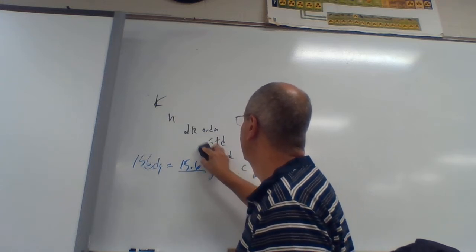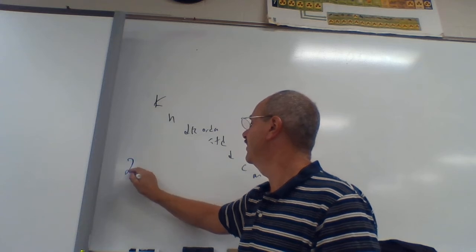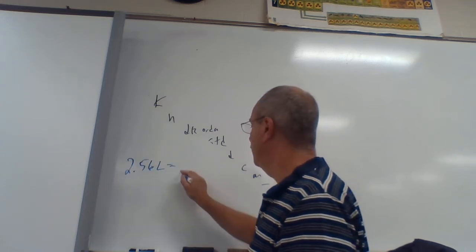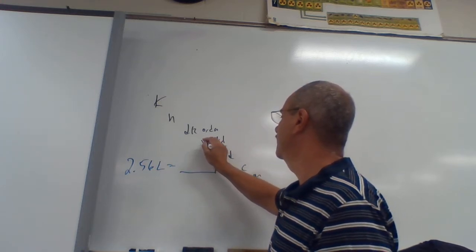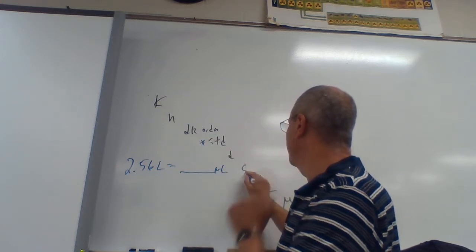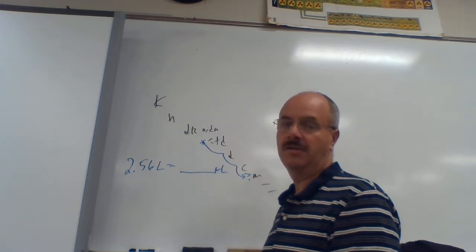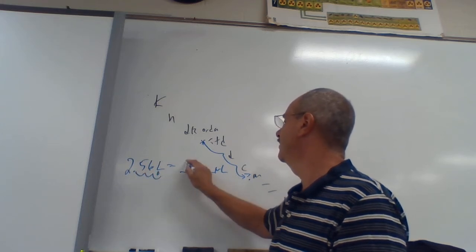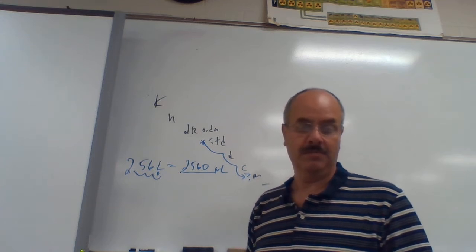Next one. We got 2.56 liters equals blank milliliters. So we're going from the one that's got a number, which is liters. That's the standard. We're going down to milli, which is down here. So that's 1, 2, 3 jumps to the right. 1, 2, 3. Put a 0. 2, 5, 6, 0 milliliters is the answer.